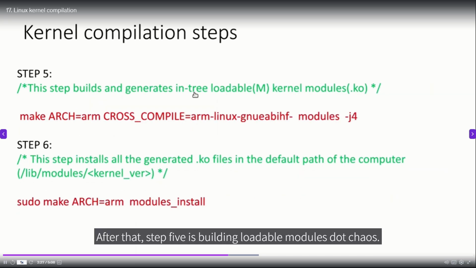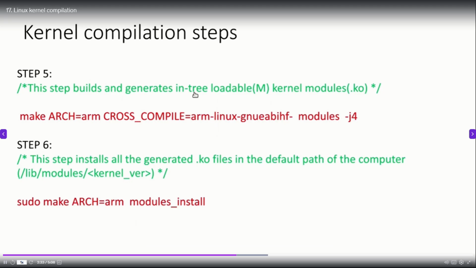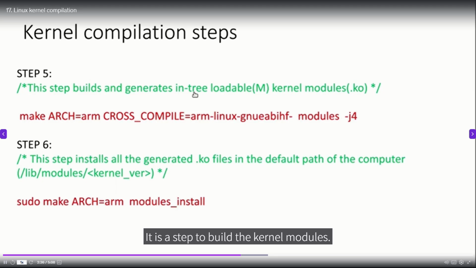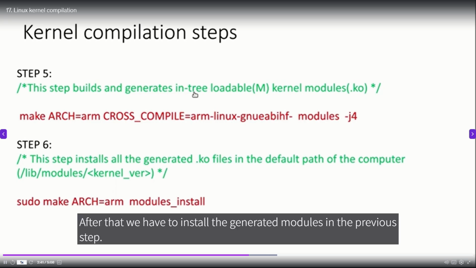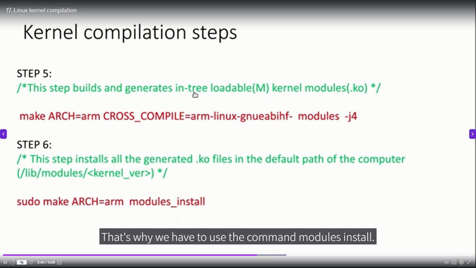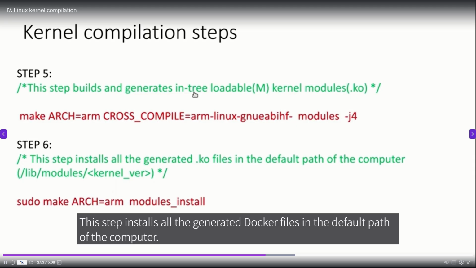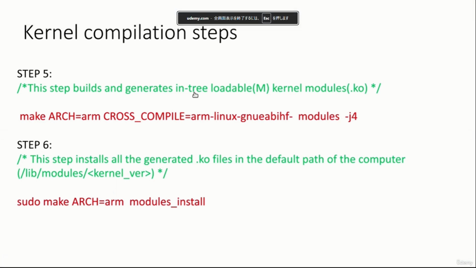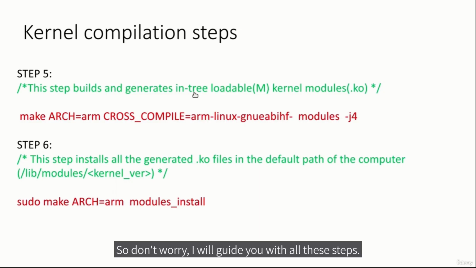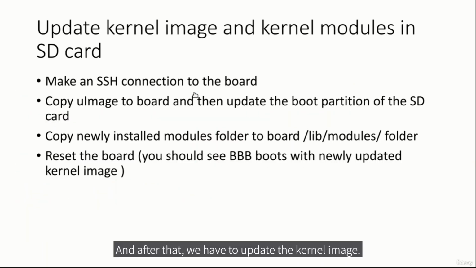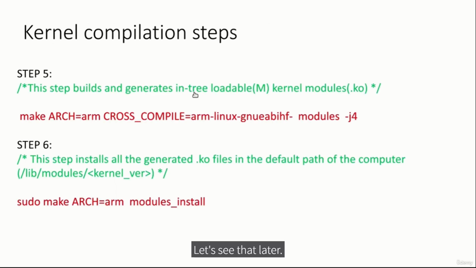After that, step 5 is building loadable modules. It is a step to build the kernel modules. That's why we have to use the command modules. After that, we have to install the modules generated in the previous step. That's why we have to use the command modules_install. This step installs all the generated .ko files in the default path of the computer. So don't worry, I will guide you with all these steps, and after that we have to update the kernel image. Let's see that later.